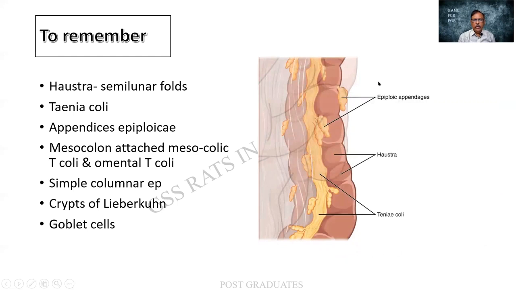And that is exactly what we are seeing over here. So appendices epiploicae, and then there are the tinea coli or the smooth muscle that will be leading on to the appendix, and haustra are the foldings.